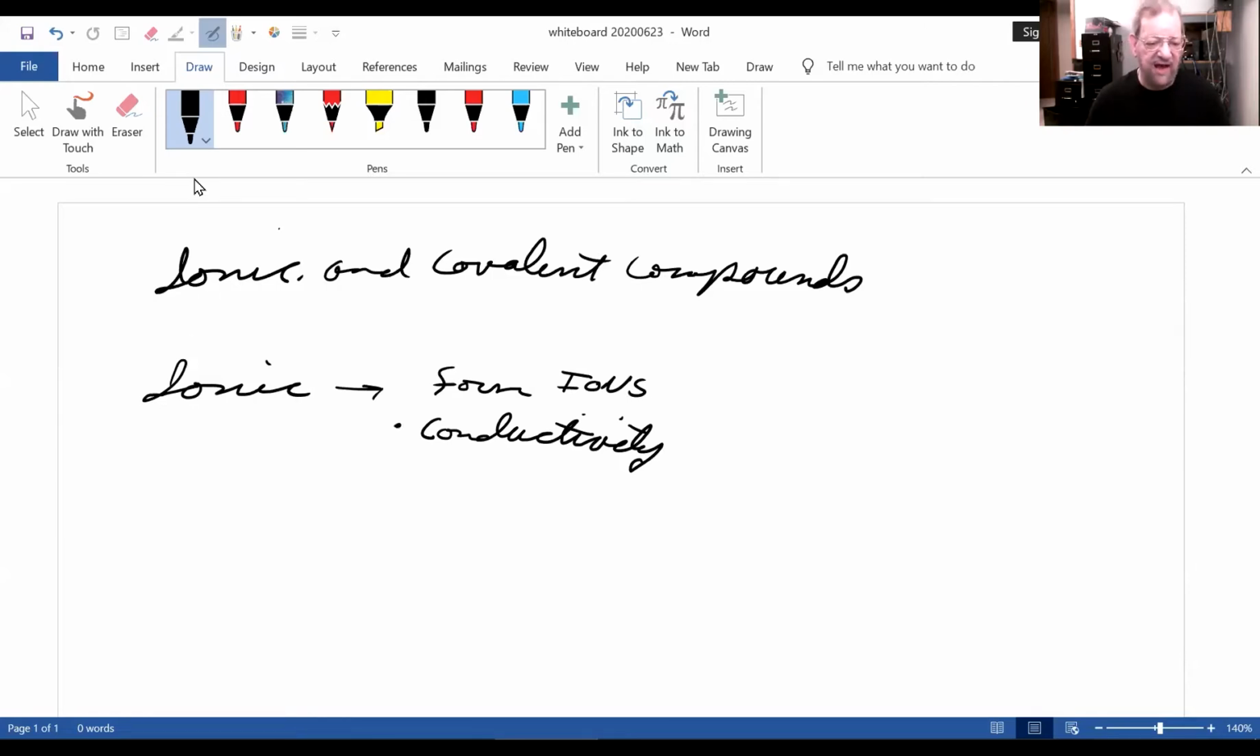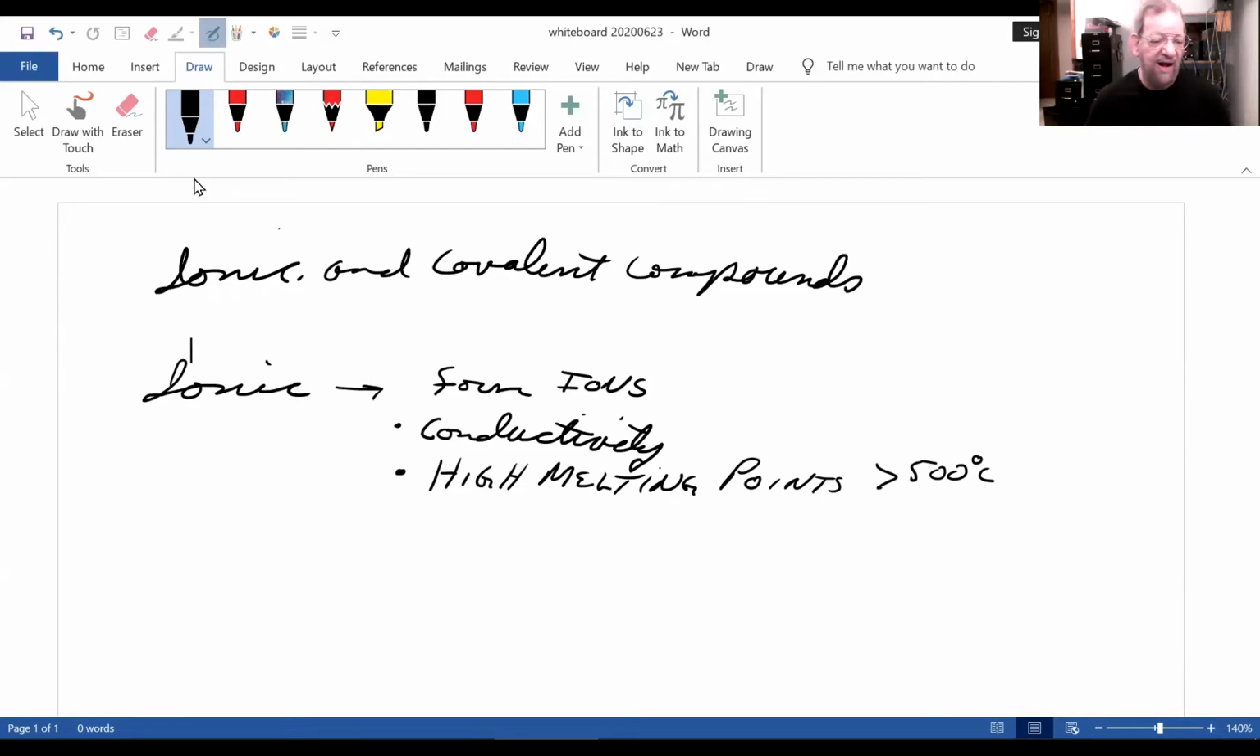Now, the other thing ionic compounds have are high melting points, extremely high melting points. In the order of greater than, I'm guessing now, 500 degrees C, which is close to over 1,000 degrees Fahrenheit.